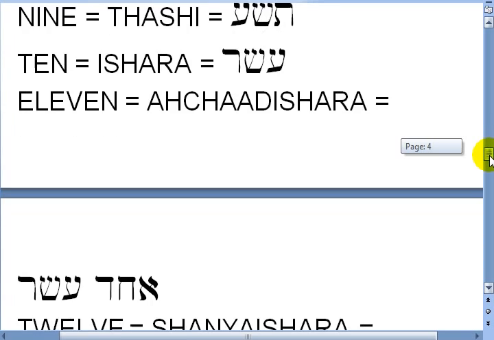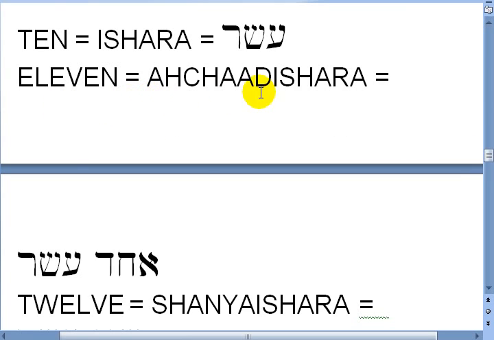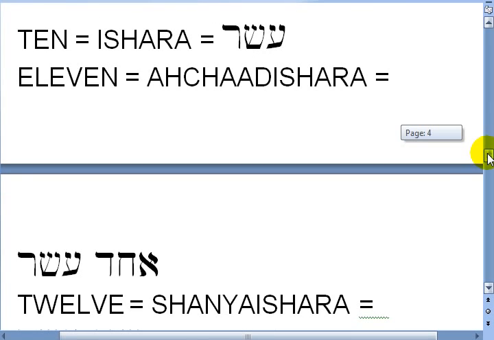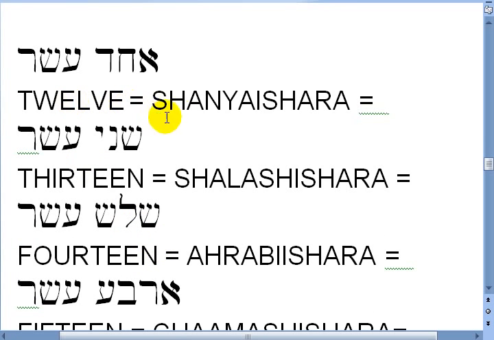Now 11 is basically Akkad Aishara. Akkad, as you see here, is 1, and Aishara is 10. So 1 and 10 is what? 11. Akkad Aishara. Now 12, Shanya Aishara. 13, Shalash Aishara. Shalash is 3, Aishara is 10, which is 13.